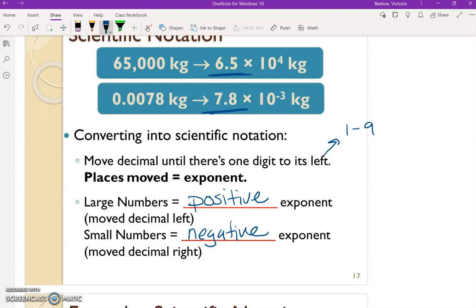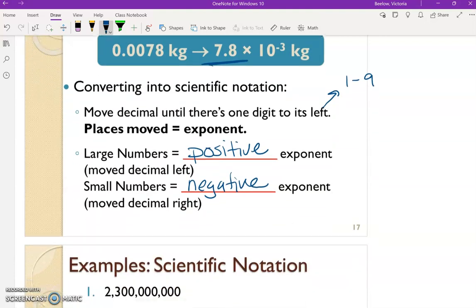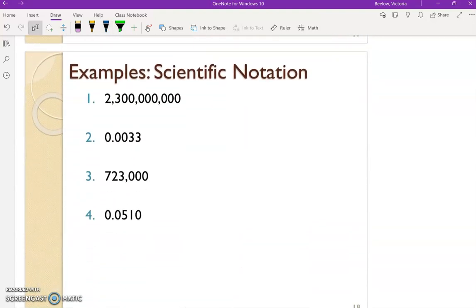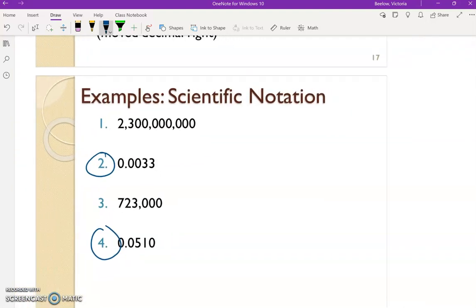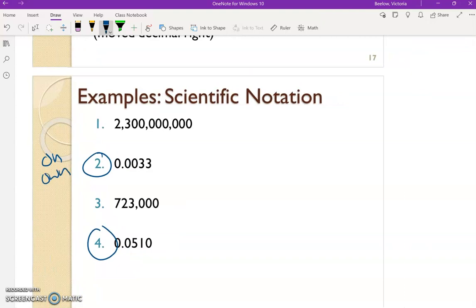And then how many decimal places we're moving is going to tell us our exponent. So this might remind you of when we did those metric conversions with moving the decimal, okay? Kind of the same idea, but we're just writing in a different format. Okay. So I'm going to do numbers 1 and 3, and then I'm going to have you do 2 and 4 on your own. And then again, we'll go over them in class the next day.